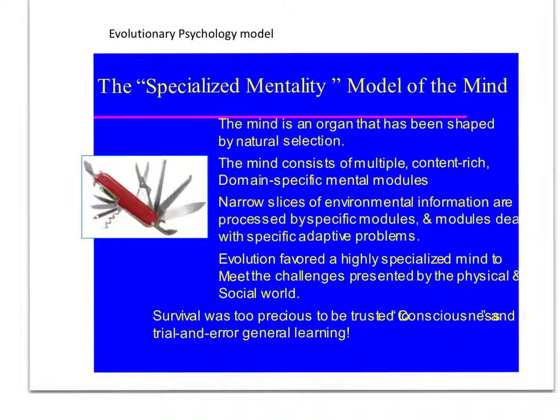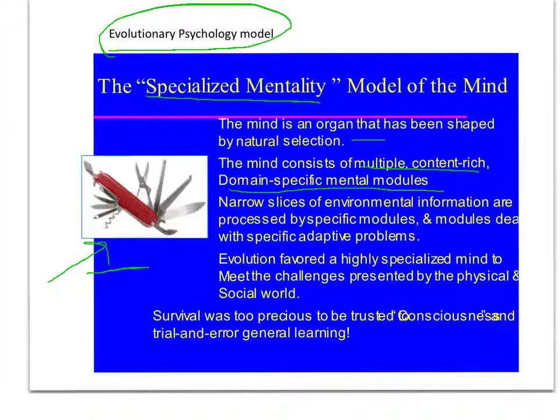In continuing with looking at the evolutionary psychology model, let's go back to the idea of these specialized modules. This specialized mentality model of the mind. Again, according to evolutionary psychologists, the mind is an organ that's been shaped by natural selection, which makes a lot of sense, but it consists of these multiple content-rich domain-specific mental modules. I'm going to give you some specific examples of those in a minute here. And again, they have this sort of Swiss Army knife model of how the brain functions. So there are narrow slices of environmental information that get processed by specific modules. Each adaptive problem is solved by this module versus this module versus this module. And again, these would correspond to different physical areas of the brain.